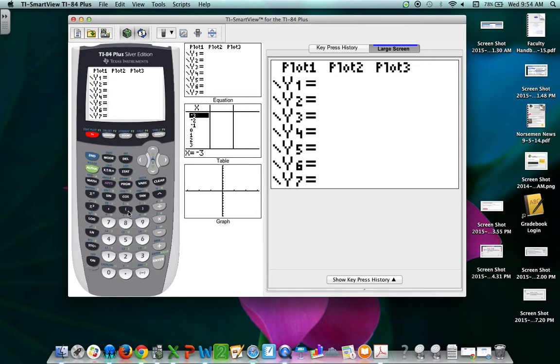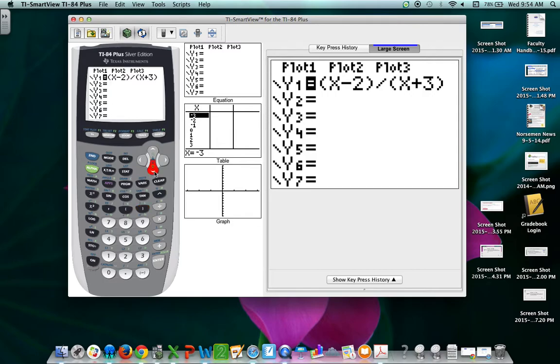A couple ways you can type in your rational function. I'm going to do the function x minus 2 over x plus 3. You can either do x minus 2 divided by x plus 3, making sure to use parentheses.